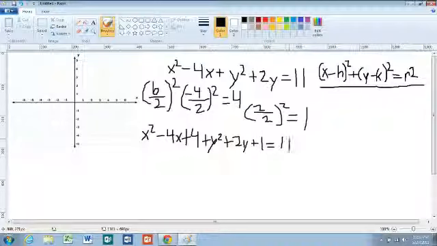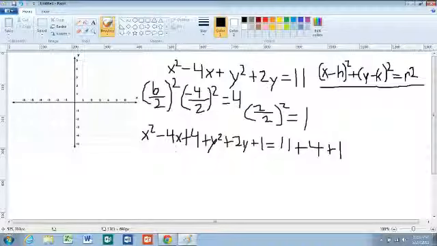But we're not only adding 4 and 1 to the left side, we're also adding it to the right. So we have to put a 4 and a 1 there to add it. And now we can factor our equation.